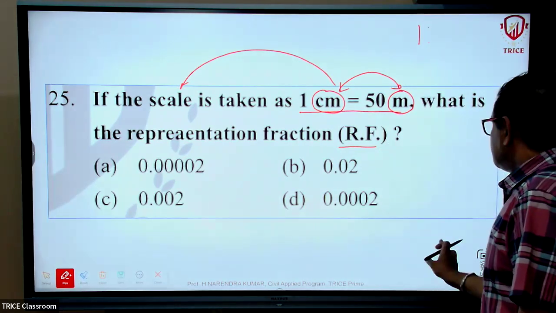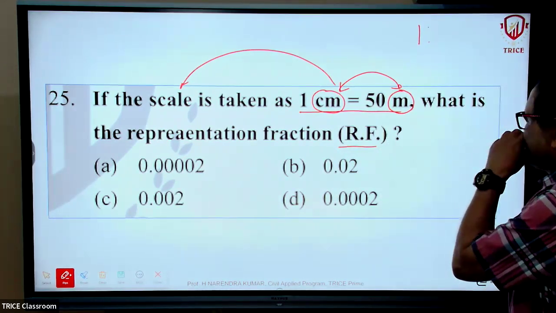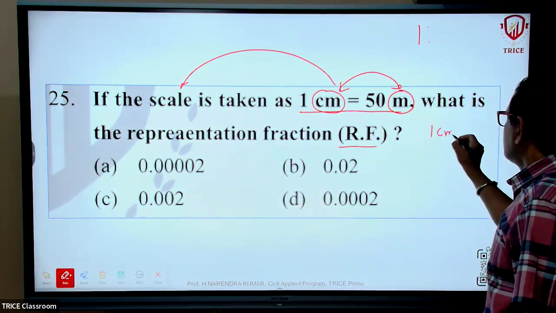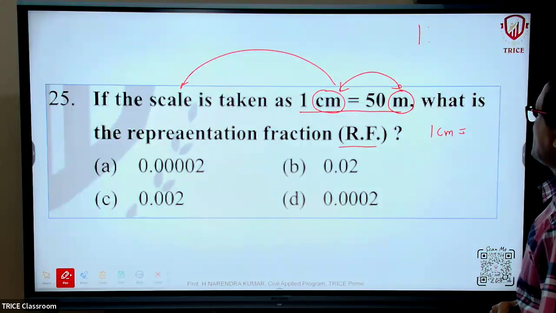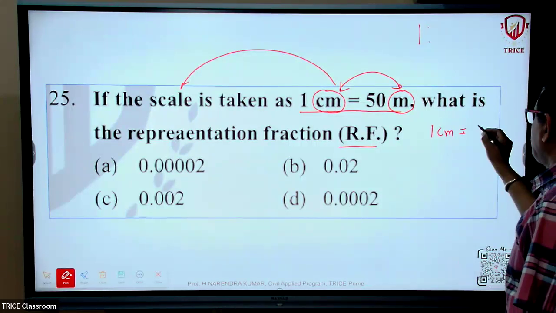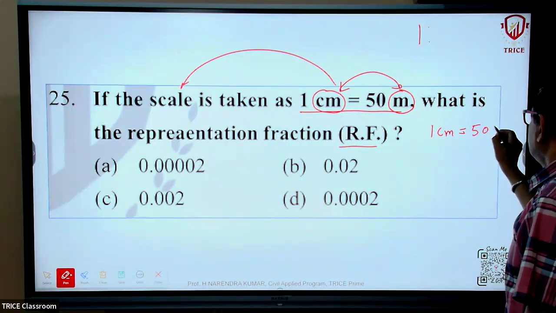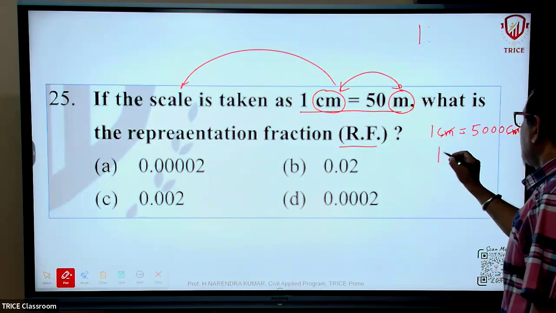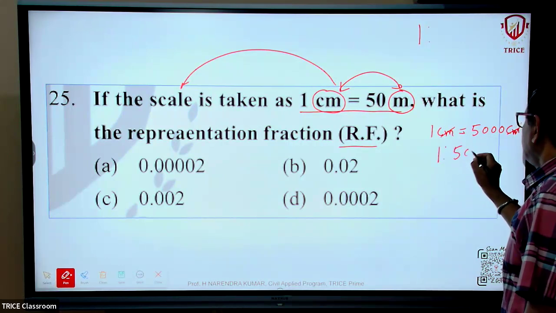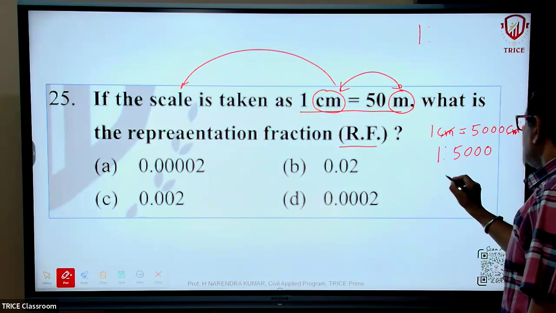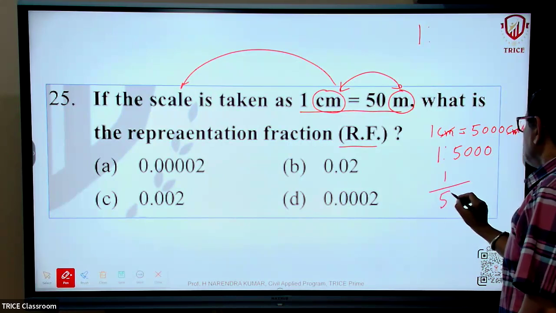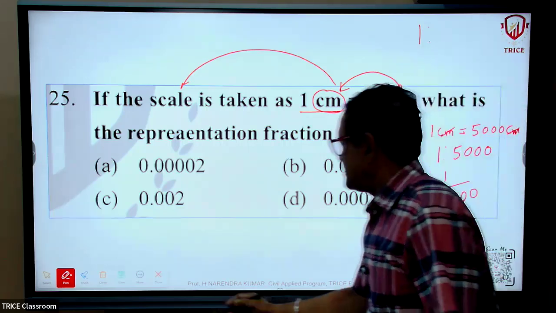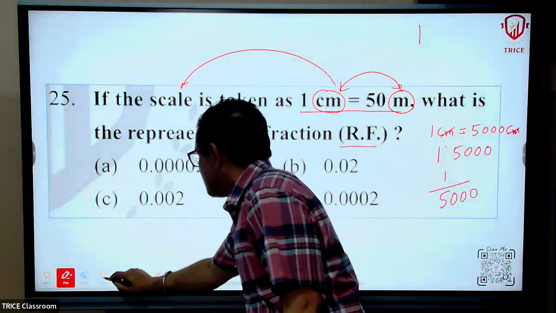Okay, somebody said D. Let me check. So here, first of all, let me work out. See here, 1 centimeter is equal to 50 meter. How to convert into centimeter? Multiply by 100, 5000 centimeter. So these two will go. So I can write RF as 1:5000. So using my calculator, if I do 1:5000, I'll get the answer. That's all, right? Simple. So answer is there in the next slide.